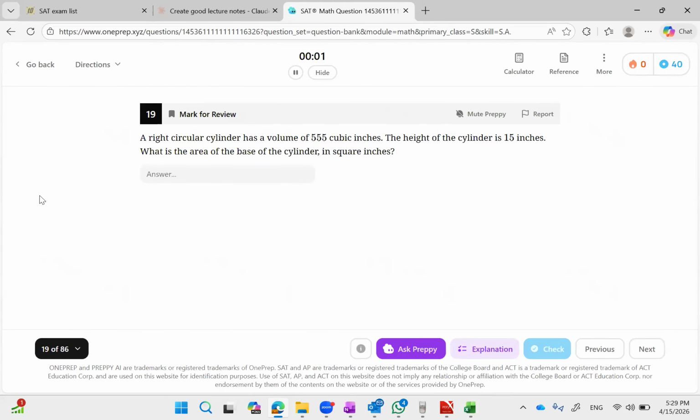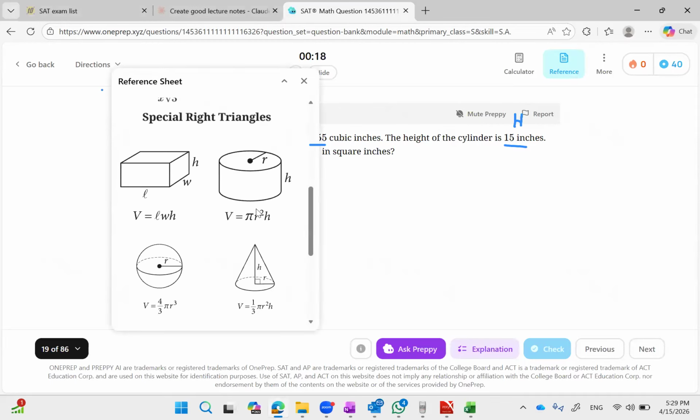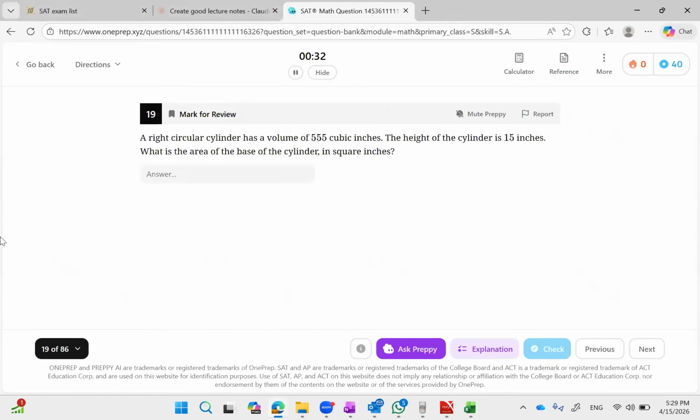Let's start. Bismillah. A right circular cylinder has a volume of 555. The height of the cylinder is 15. So I press on the reference. Where is the cylinder? It's here. What is the volume? So I will write that the volume is pi r square h.